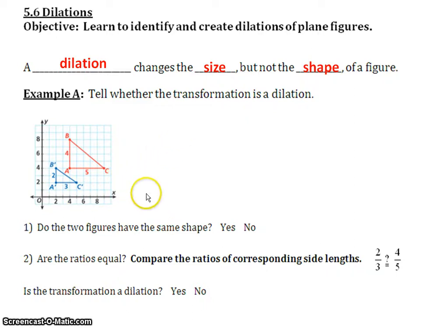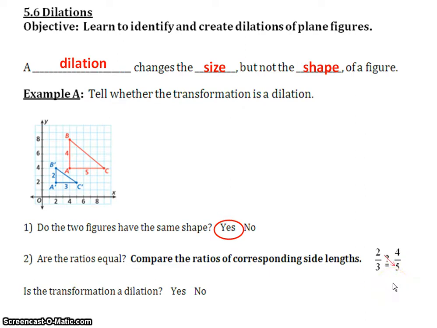Our question is to figure out if this transformation is a dilation. To answer that question, you simply have to figure out if these two shapes are similar figures. Number one, do the two figures have the same shape? Yes, they're both right triangles. Are the ratios equal? Compare the ratios of corresponding side lengths. The ratio that we have set up here in this example, 2 to 3, would be the short leg to the long leg of the image. Is that proportionate to the short leg to the long leg of the original?